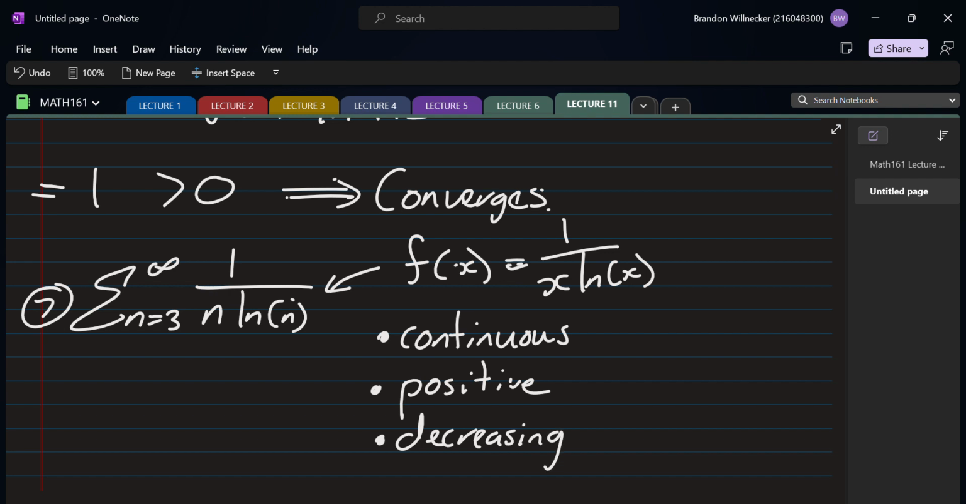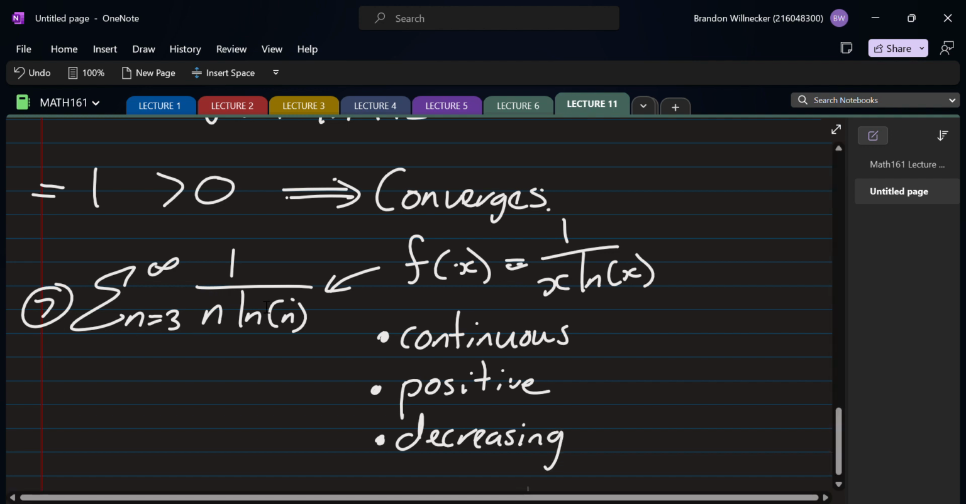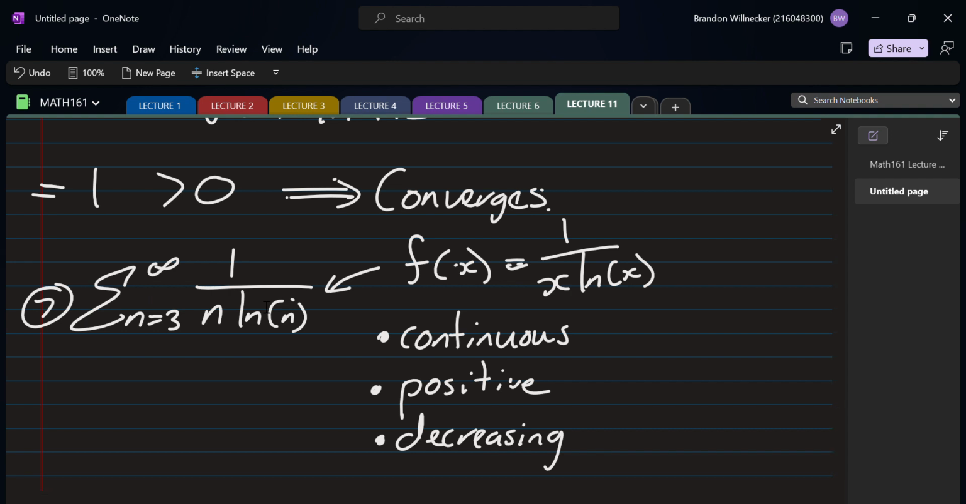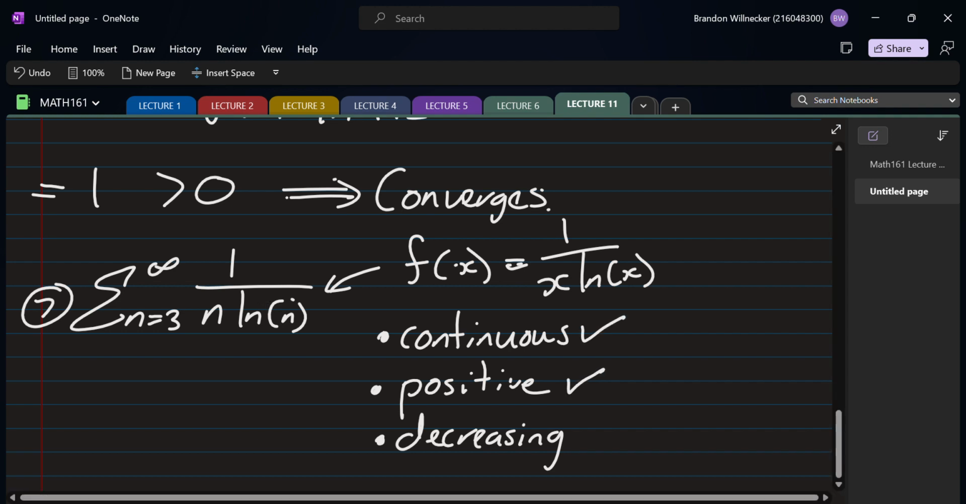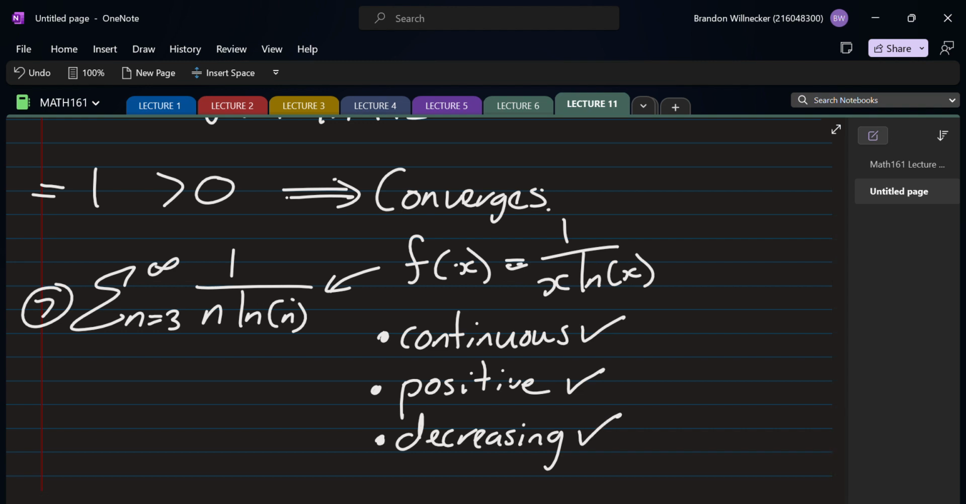Okay, so just because you might be able to integrate that doesn't mean you can use the integral test. We need to satisfy these conditions as well. So yes, this is continuous, yes, it is positive, and yes, it is decreasing. I will leave that as a homework exercise to show it's decreasing. Look for your f prime and check that f prime is less than 0. That means it's decreasing.